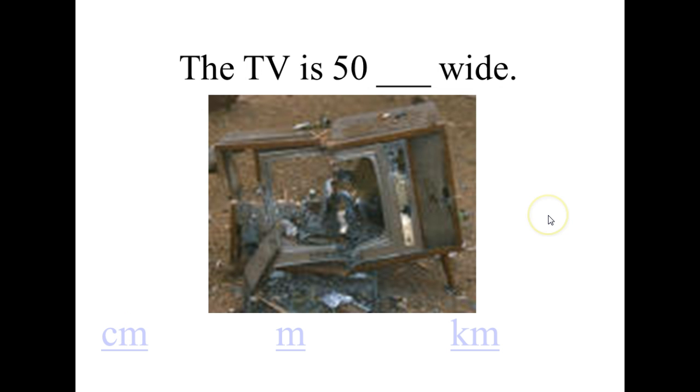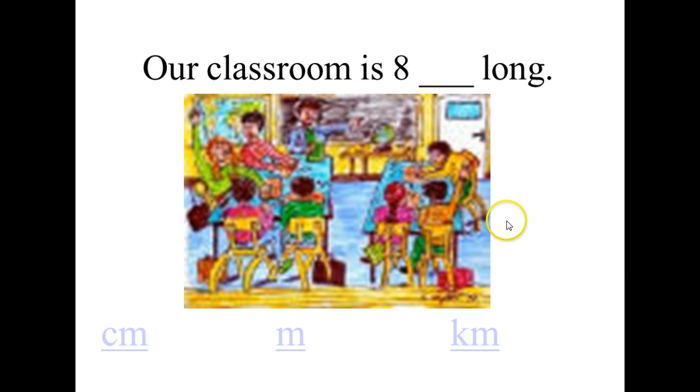The TV is 50 blank wide. And it doesn't matter if your TV is a widescreen or not, because 50 meters wide is probably bigger than any of them they have at the movie theater, so it must be centimeters. If we're going from our school at Fairlawn to Eastland Mall, it's going to be about 10 of these. Well, normally people are getting in a car and driving, right? So it must be kilometers.